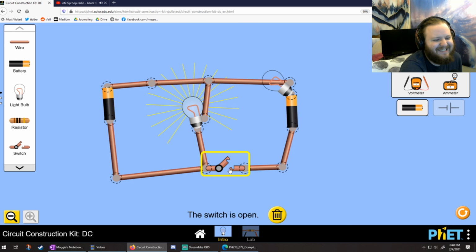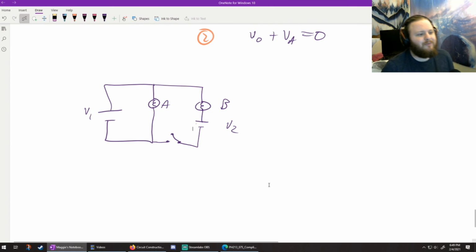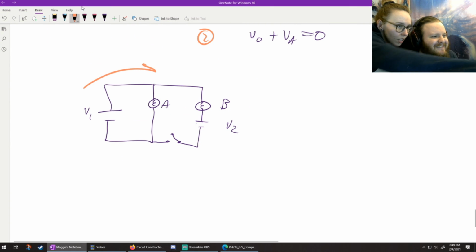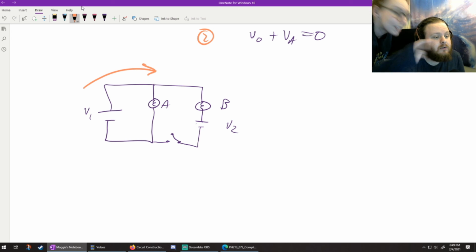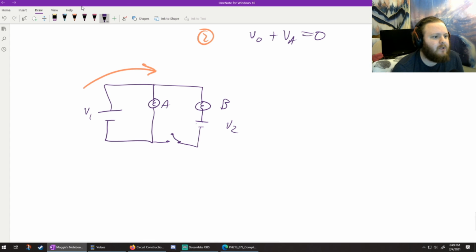What? Hold on. It's not broken. I mean, let's look at the current. Wait, but in the other situation, the other battery did, like, the current did come out of this, but it doesn't come out now? Let's do the outer loop. What do we get? Let's start at the orange point and do the outer loop.